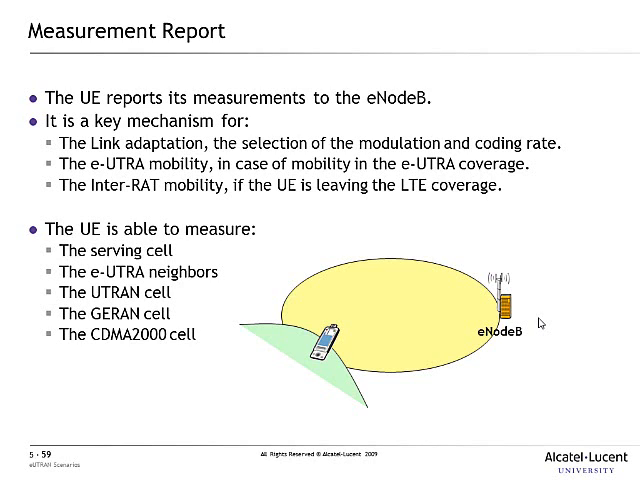If the UE is leaving the coverage area of an LTE network, it's got to start reporting measurements not only of LTE networks, but also of UMTS or GSM networks that it can see.